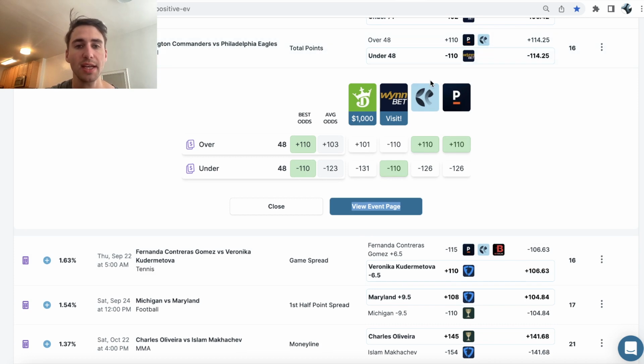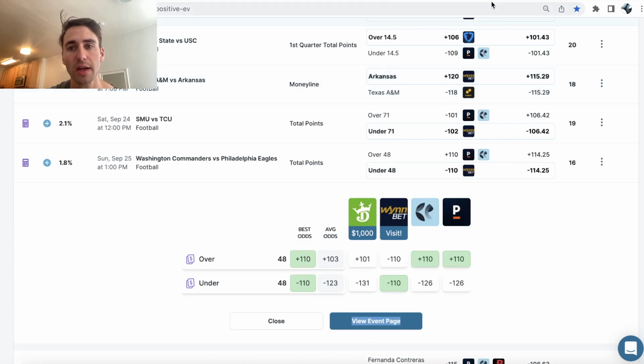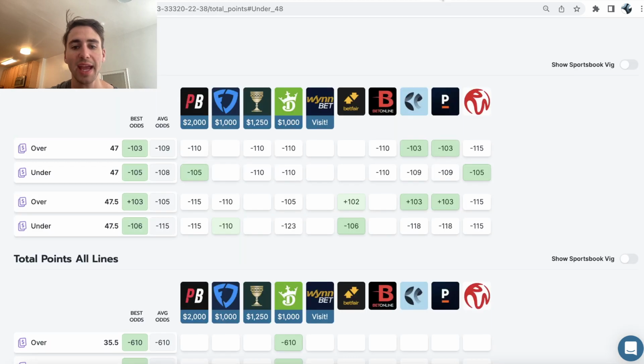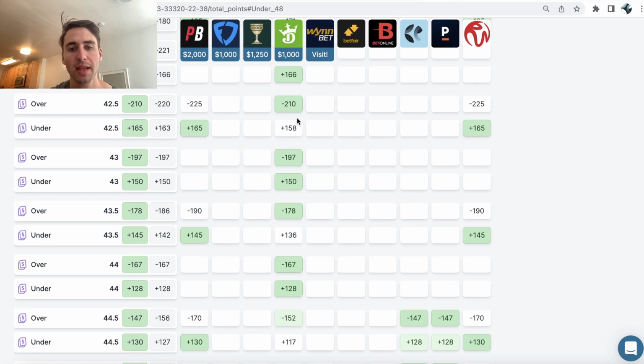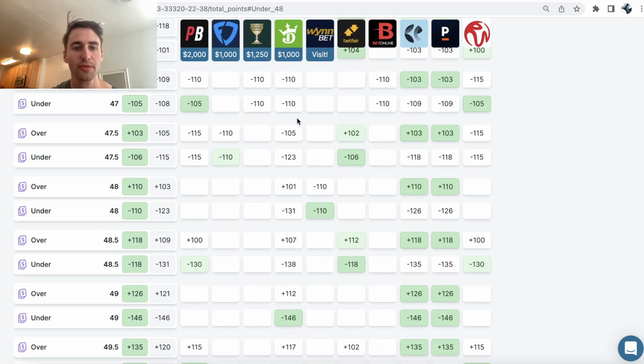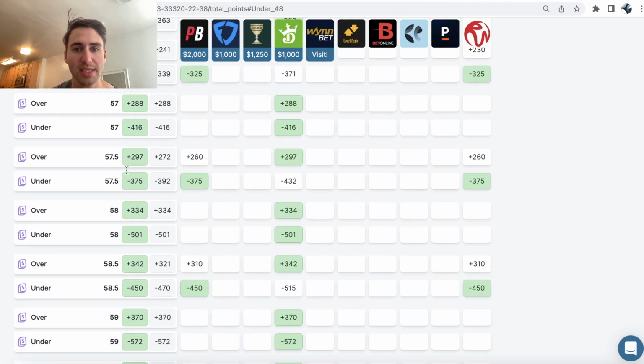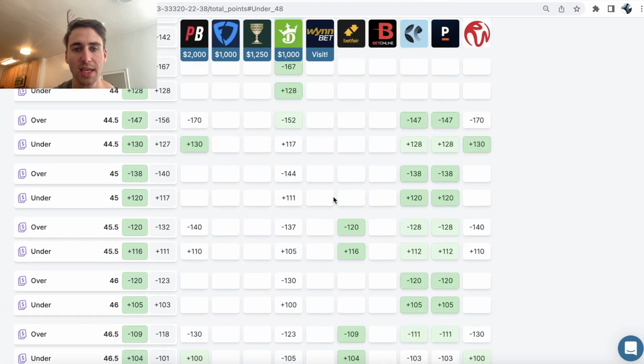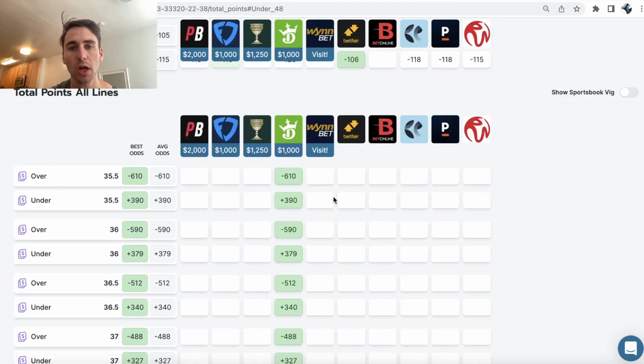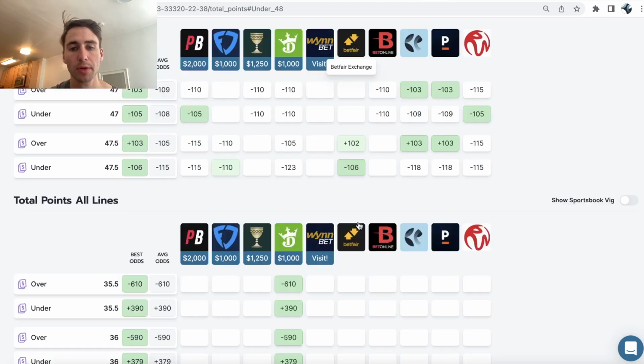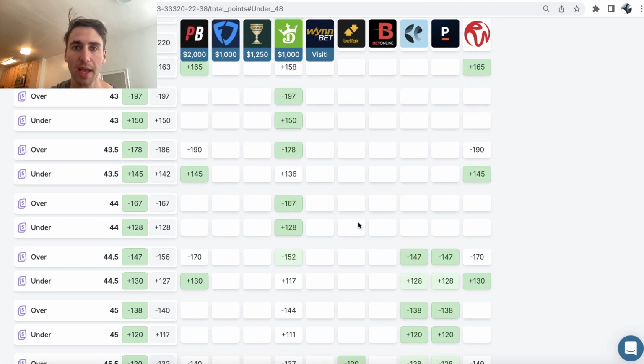So this is a positive EV bet. And again, the way that OddsJam works is it scans the market, all of these odds on sportsbooks, and looks for discrepancies, looks for inefficiencies. It's updating millions of odds, like you can see here in real time, to show you those few rare opportunities where sportsbooks are slipping up.